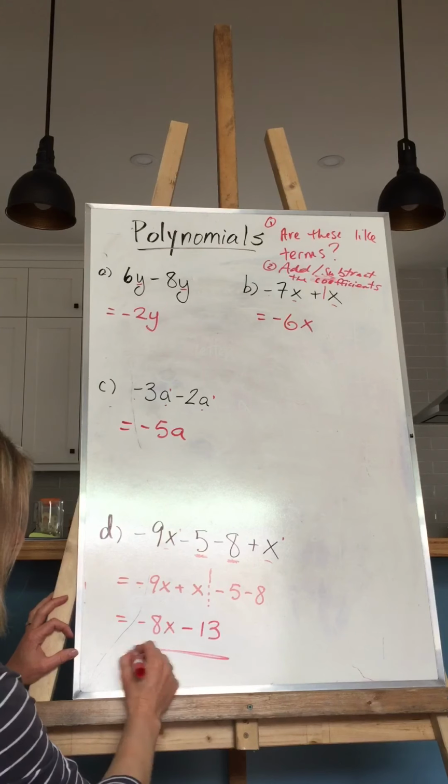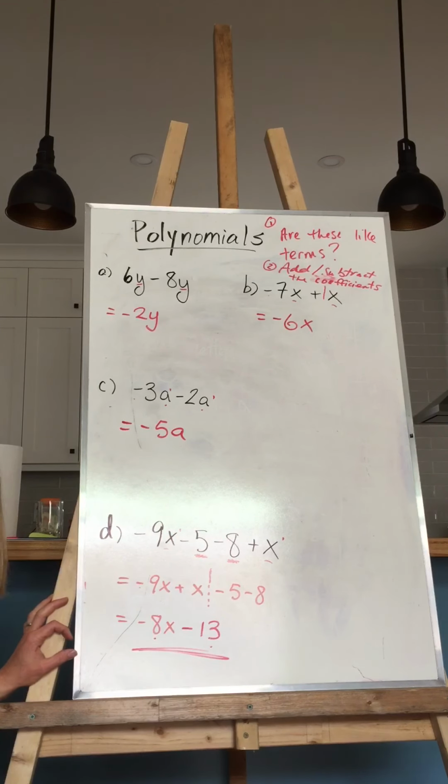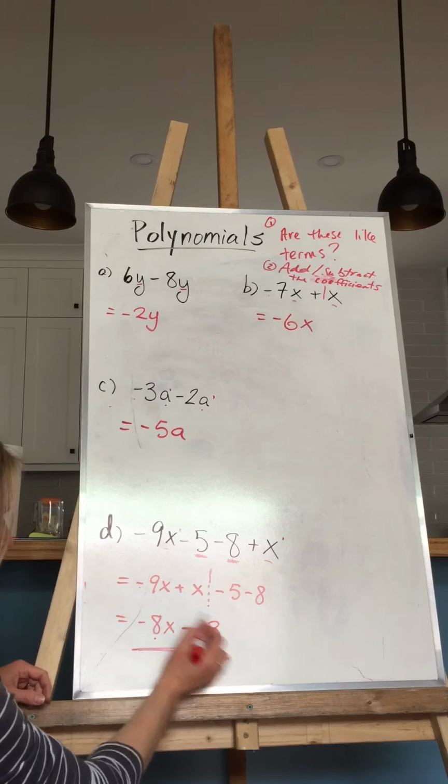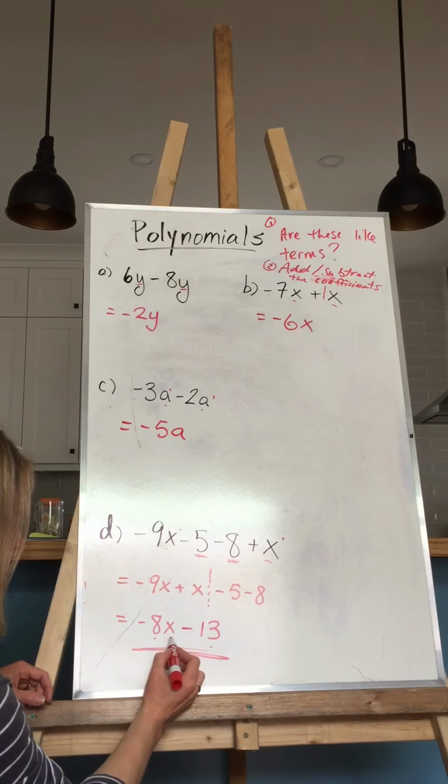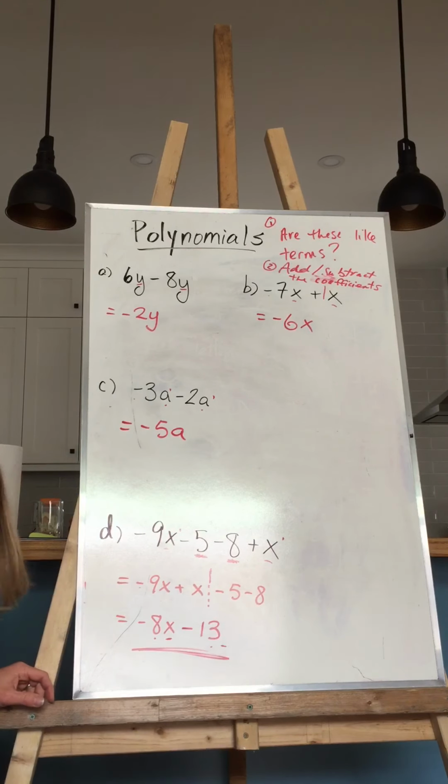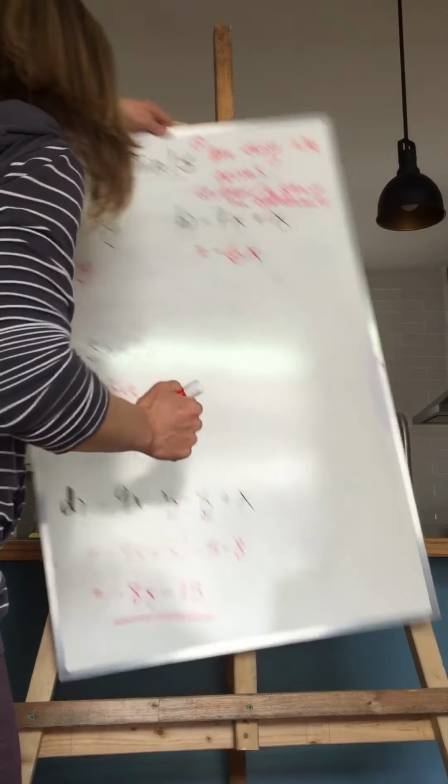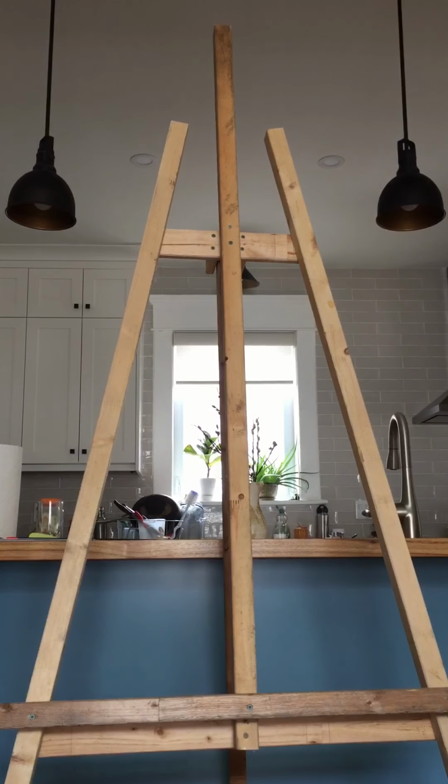So your answer is right there. There's two terms. It's a binomial, and that's your final answer. You cannot simplify anymore because now you have one with an x, and this doesn't have an x, so you can't simplify that further. Okay? Those are the examples I want to go through.